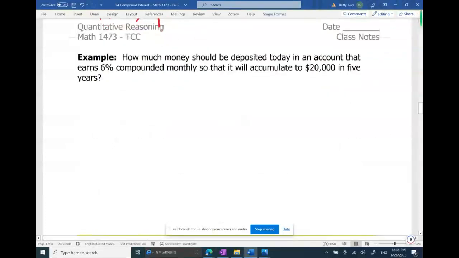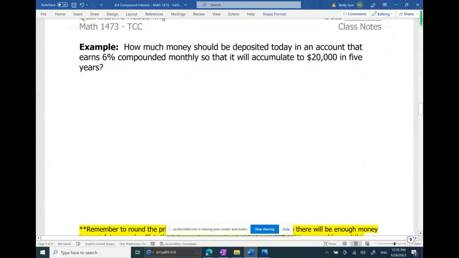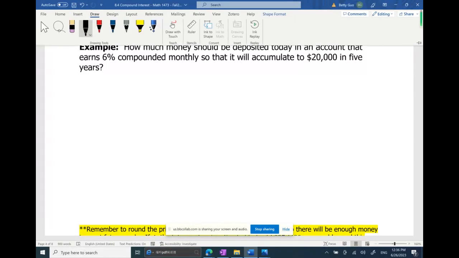Okay, so let's see this example. How much money should be deposited today in an account that earns 6%? That's very high. Compounded monthly, so that it will accumulate to 20 grand in 5 years. Let's organize the information we have.